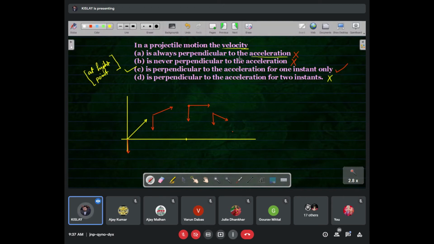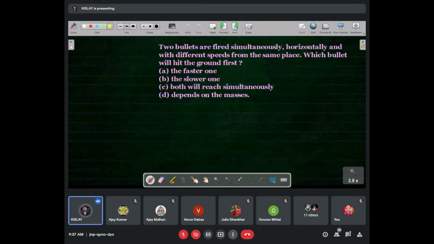Is it clear, beta? Yes, sir. Good. I'm just taking one more question. Two bullets are fired simultaneously, horizontally and with different speed from the same place. Which bullet will hit the ground first? It's also a very simple question, but I have taken it for the concept.